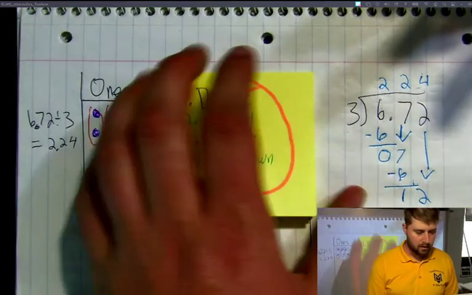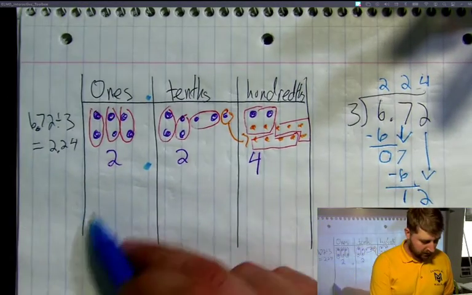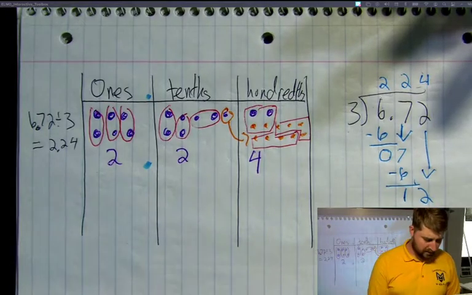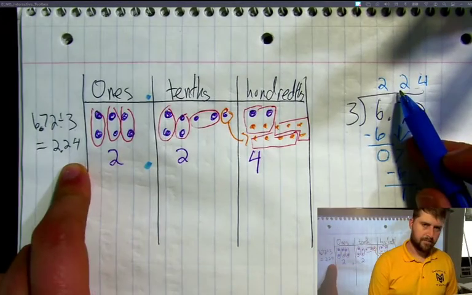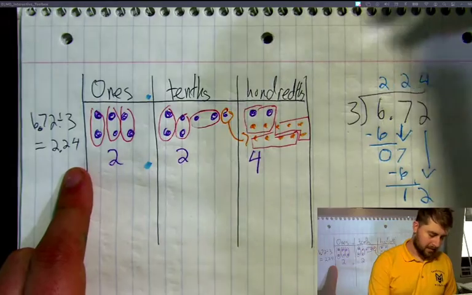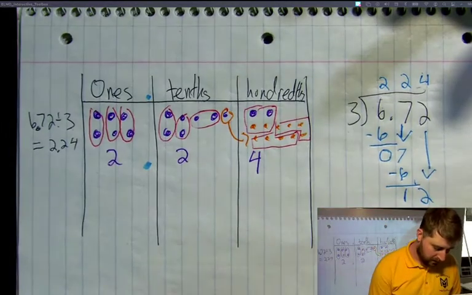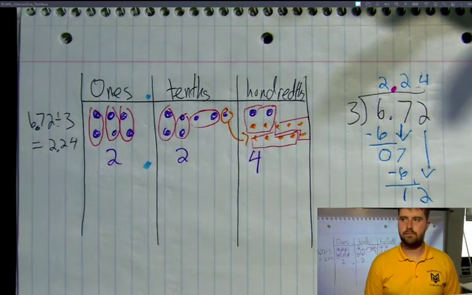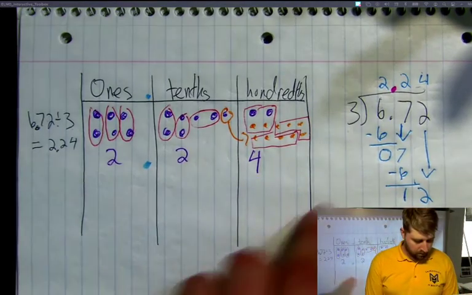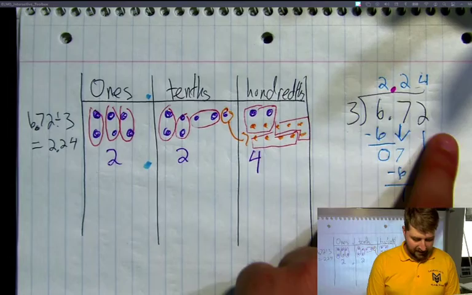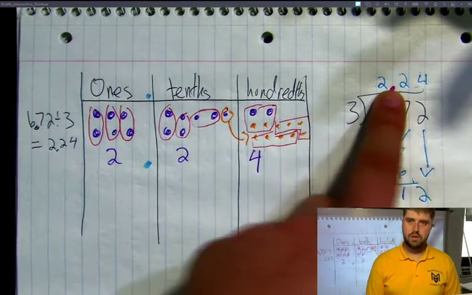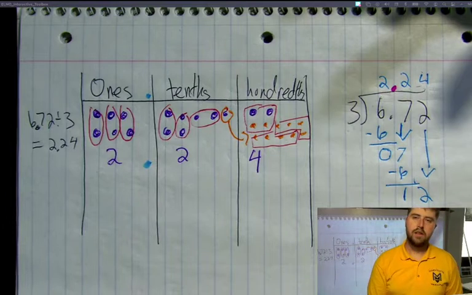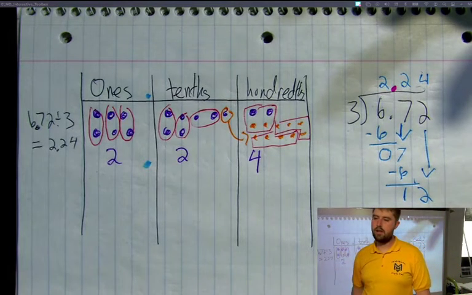But wait, that doesn't match this answer over here. Where would our decimal place need to go to have this answer be equal to this answer? Absolutely, our decimal place would have to go between the 2's. So 2 and 24 hundredths. Okay. So, wow. When we're dividing decimals, our decimal just goes up into the same place value in our answer. Interesting. Okay. That's good to know.